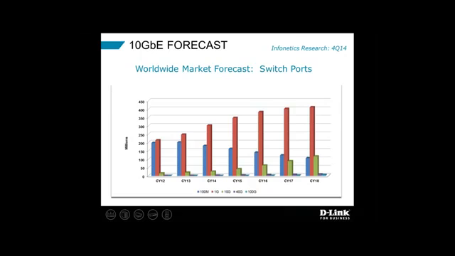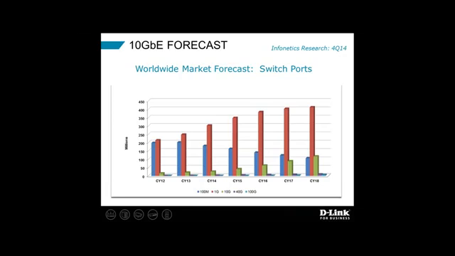I like this one. This again is from Infonetics. It shows from 2012 historical all the way up through projecting into 2018. What you're looking at here is port shipments on a worldwide basis, and the different columns are the different speeds. So the blue column on the left is 100 meg, and stands to reason 100 meg still ships today, but as you look from year to year to year, the trend is downward for 100 meg.